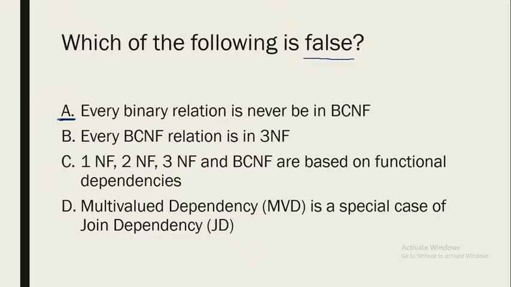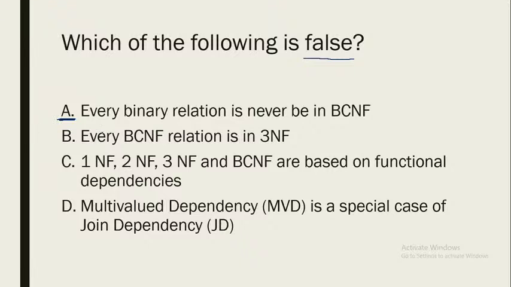A, because we should write some in place of every. No, Shantanu, that's explanation is not correct. Harshvardhan says A because every binary relation is always BCNF. Harshvardhan's explanation is correct. Deepak says A, every relation is, so everyone is correct here.